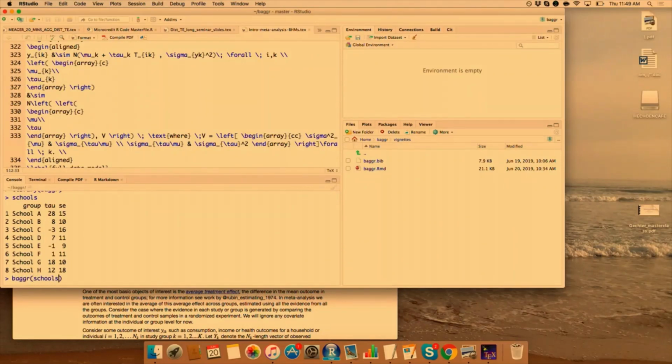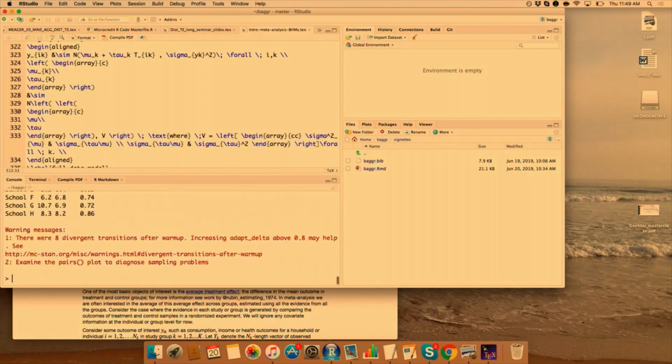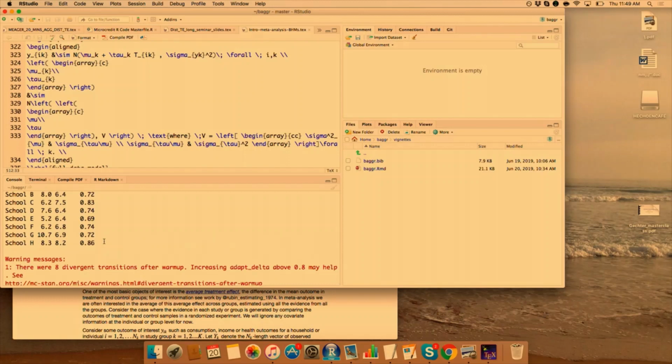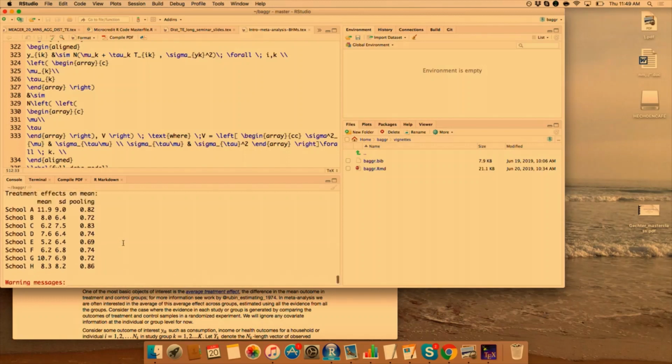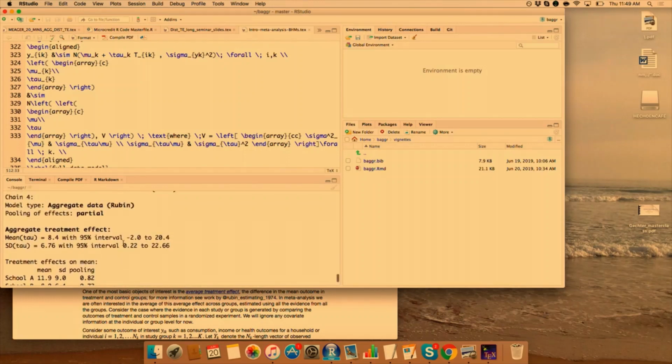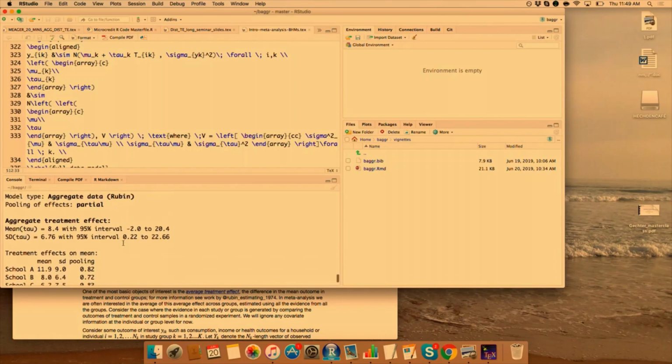So you type Bagger schools. It runs a model for you. It tells you stuff about it, so in this case, 8 divergent transitions is not too bad. It tells you what type of model you ran, the Rubin. It tells you you did partial pooling. That's a classical Rubin. This model can also do no pooling or full pooling if you specify.